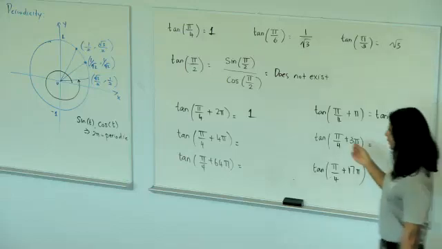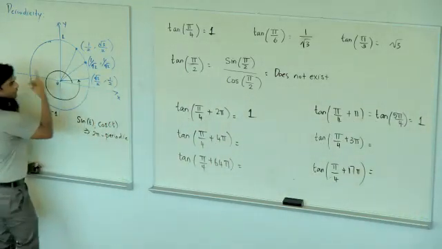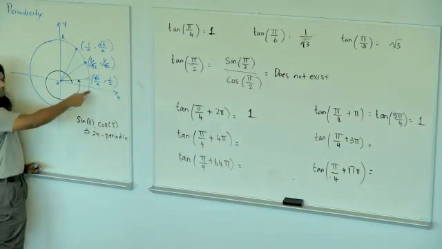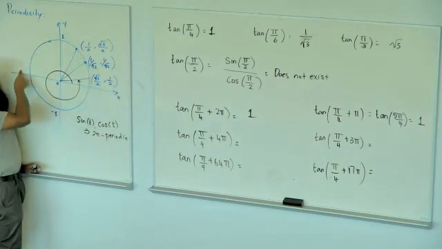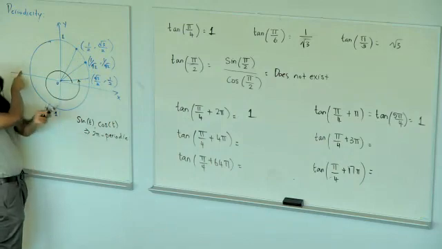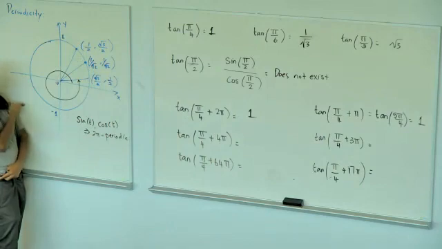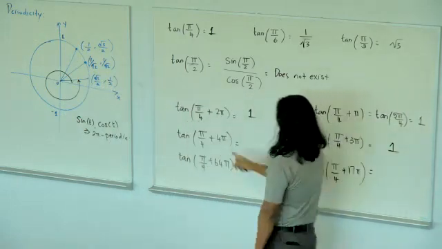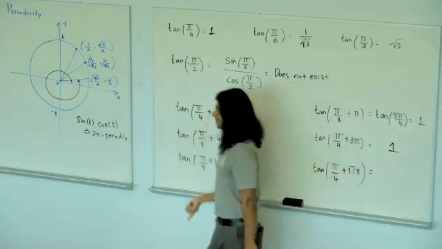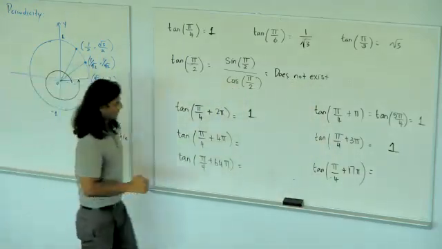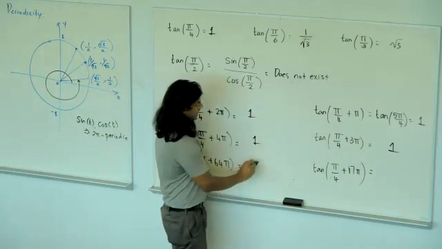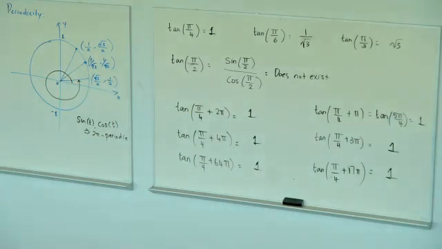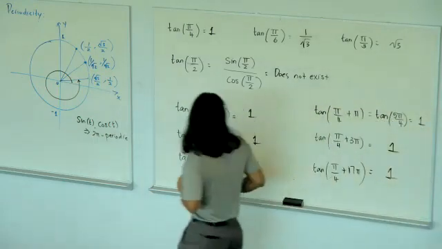2 pi, so full revolution, another half revolution, so 1 full revolution is 2 pi, half a revolution is pi, which would be 3 pi. You're adding pi over 4 to it, you're back over there, yes, still 1. 2 revolutions, 4 pi, back where you started, you get 1, same there, same there. Based on that, what is the period of tangent?